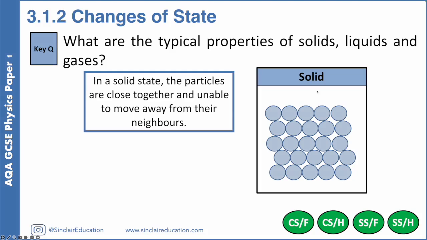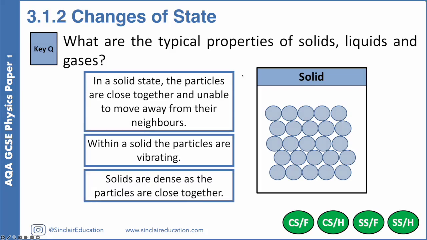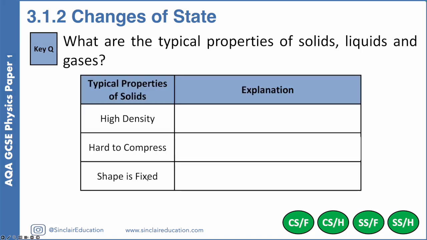So in solids, the particles are really close together and they vibrate about fixed positions. What this does mean though is there's not a lot of space. So the particles are really closely arranged, and as a result, solids tend to be dense. So solids are high density because the particles are really close together with little space between them.